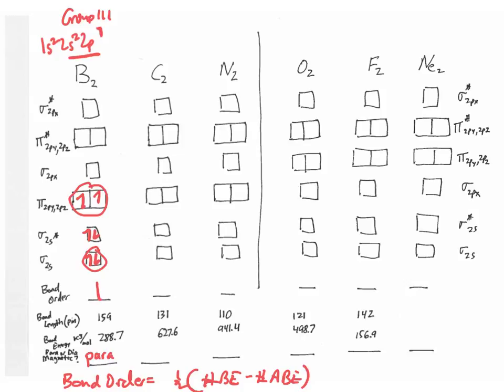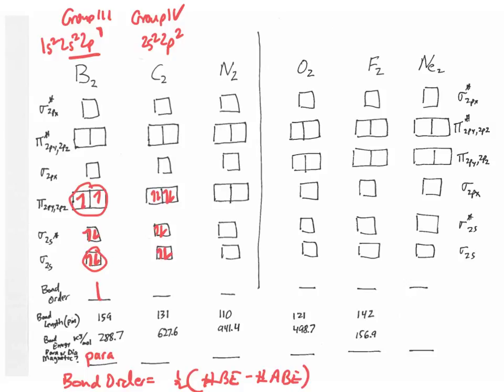Let's look at C2. Carbon's in group 4 because it's got 4 valence electrons. That 2s2, 2p2. We've got 2 of them, each bringing in 4 valence electrons. That's a total of 8 valence electrons. They go into the lowest available energy levels. So 2 in the sigma 2s, 2 in the sigma star 2s. Now we have 4 electrons to put in the pi 2py, 2pz. So first they go in unpaired, and then they pair up.